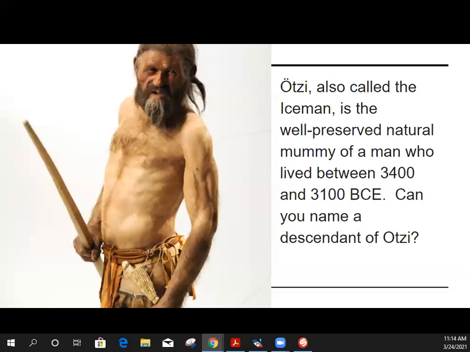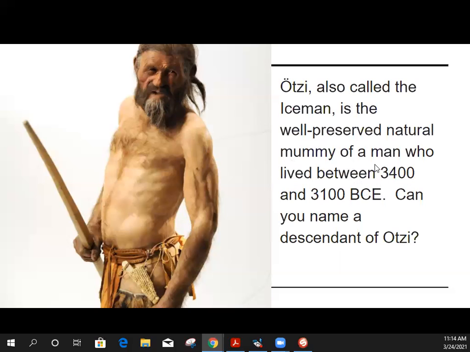Then recently, in the last 100, 200 years, I don't know exactly when, they found him and they were able to estimate his age. He's very famous because it's not often that you find a well-preserved human mummy from these time periods. It's very rare, so they did a lot of scientific studies on him.